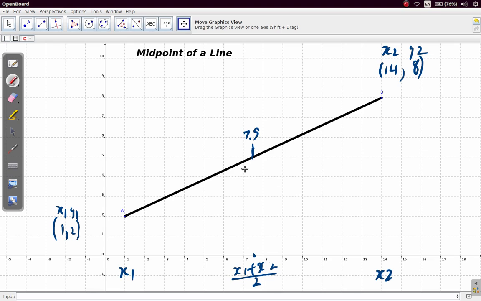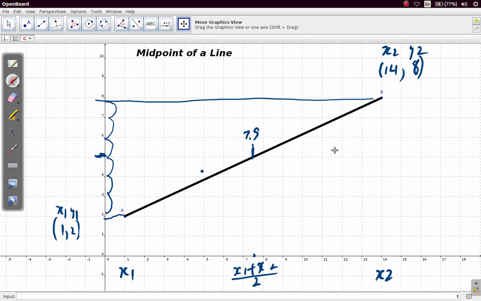Good. Now, what about the y part? If we take this up here, this b lines up with 8 and the a lines up with 2, what is halfway between 2 and 8? If we go 1, 2, 3, 4, 5, 6 units up, and halfway would be 1, 2, 3. It seems as if it would be 5. But let's calculate it.